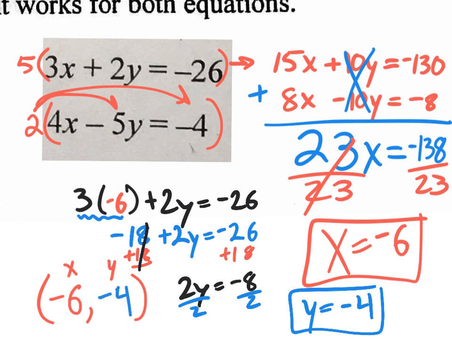So negative 4 for y. So there's your answer to that system. X is negative 6, y is negative 4. If you wanted to double check it, plug in your x into the x, plug in your y into the y, and see if it actually gives you negative 26. Plug in your negative 6 for x, plug in your negative 4 for y, and see if it actually gives you negative 4, which it does. I'm done.